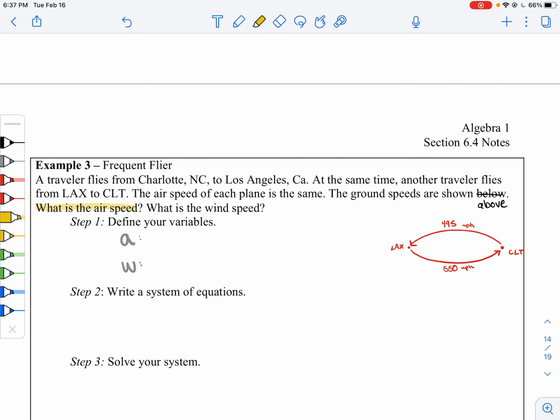What is the airspeed? It literally asks. So let's make it a variable. What is the wind speed? It literally asks. Let's make that a variable too. Do I even need to define them? Air, wind. There you go.